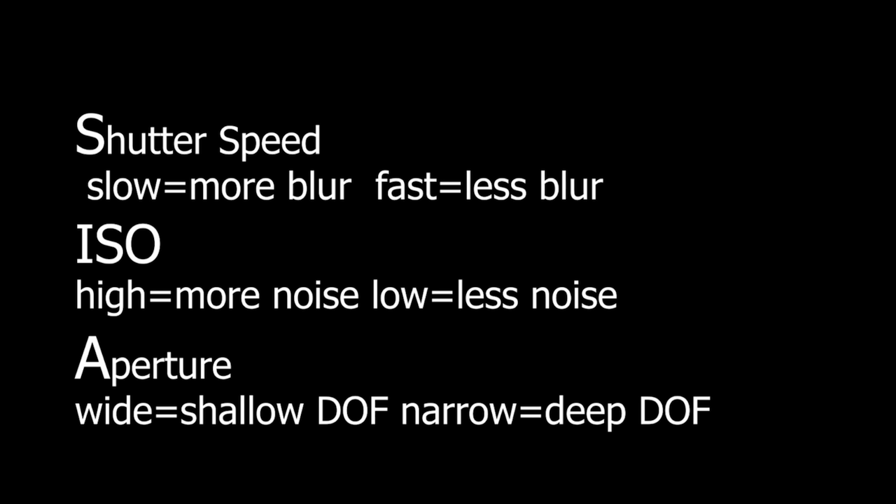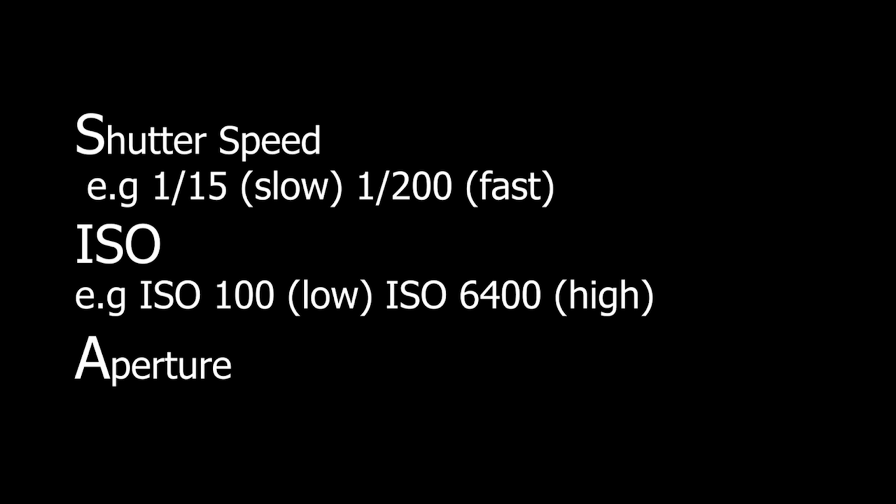The settings of the exposure triangle will appear on your camera as follows. Shutter speed will appear as fractions of a second. The higher the fraction, the faster the shutter speed. The lower the fraction, the slower it is. ISO will appear as an ISO number under your settings. The higher this number is, the more sensitive your camera will be to light. The lower it is, less sensitive.